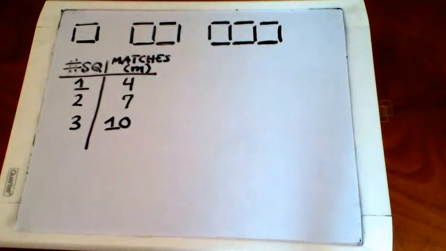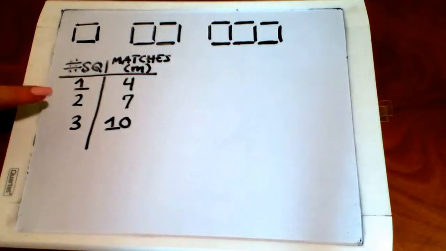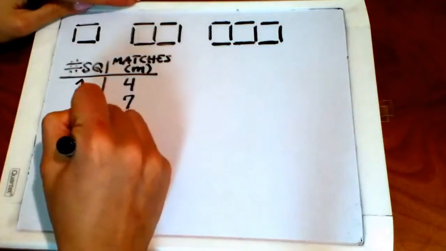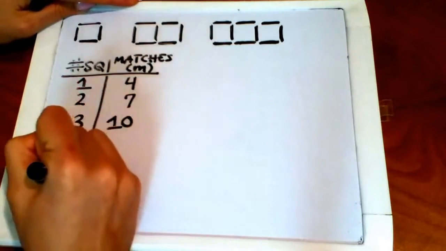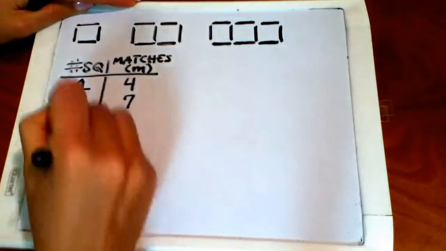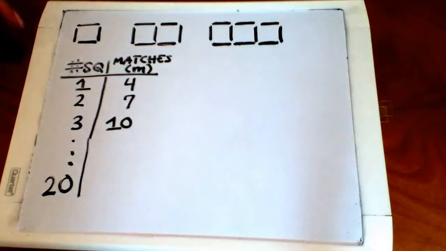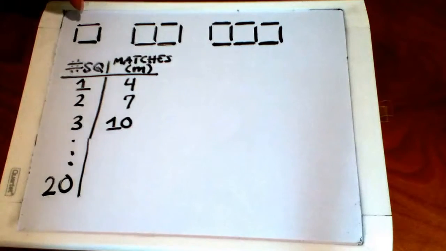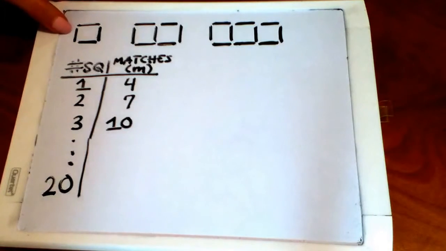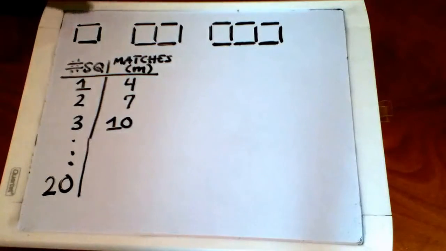So now we have written down how many matches are in each square. But let's say we wanted to find out how many matches were in 20 squares. Now you could draw out 20 squares and count it all up, however that would take quite a while. So we want to see if we can come up with an algebraic rule that'll help us make this a lot simpler. So to do that, we need to find some kind of relationship between the number of matches and the number of squares.